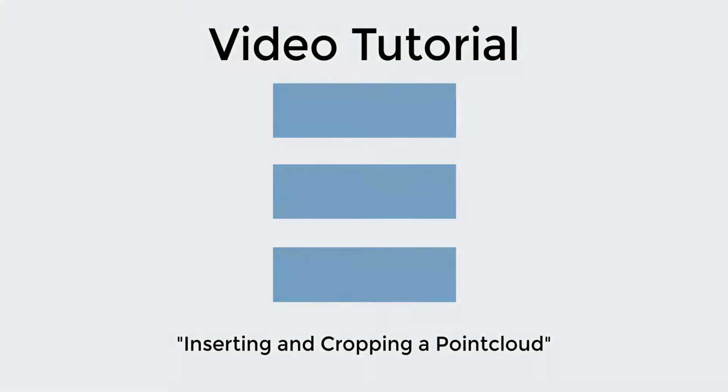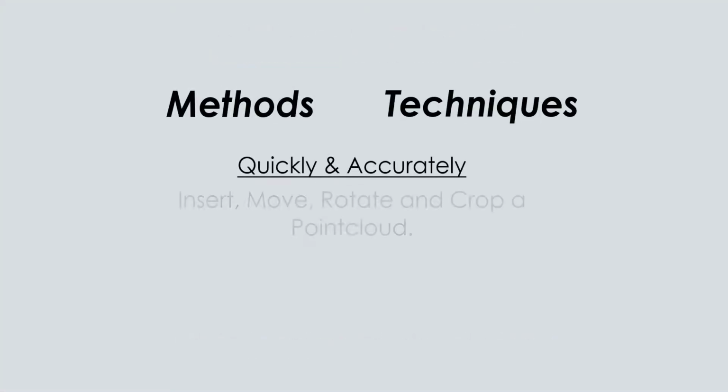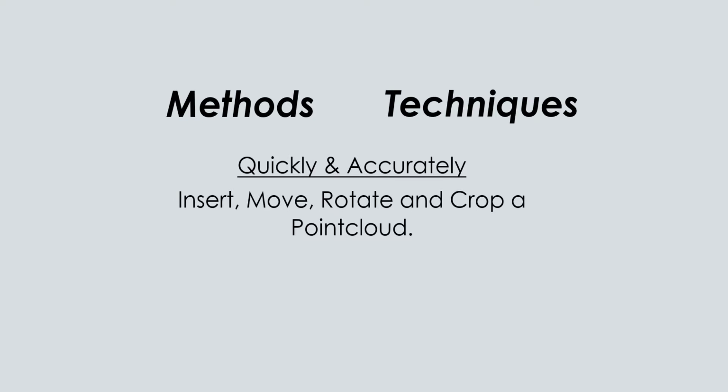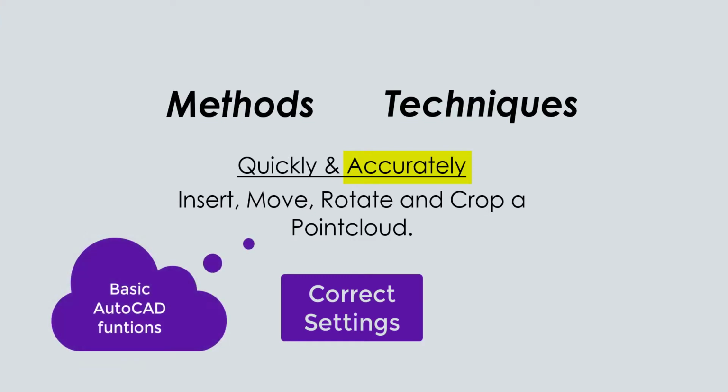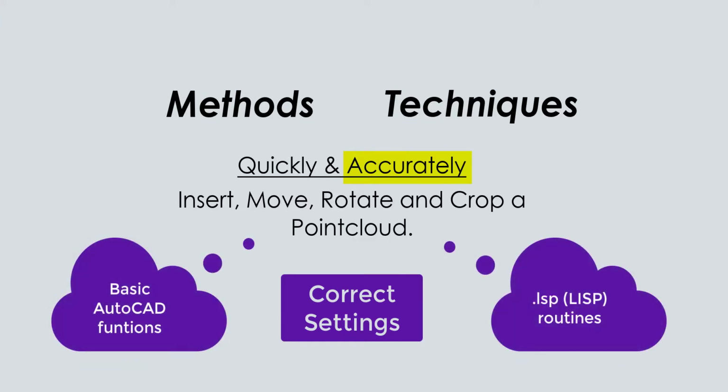In this video, we will introduce the methods and techniques to quickly and accurately insert, move, rotate, and crop a point cloud. Since this is the first step in drafting a building from a point cloud, it is essential it is done accurately and with the correct settings. We'll be using some basic AutoCAD functions as well as some custom Lisp routines to make things go a little bit quicker.